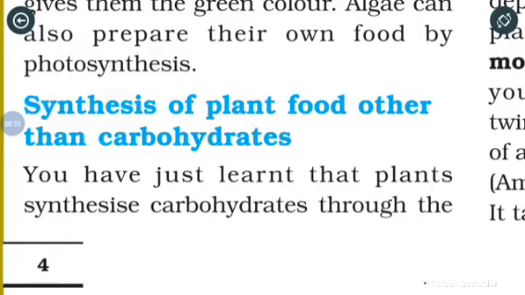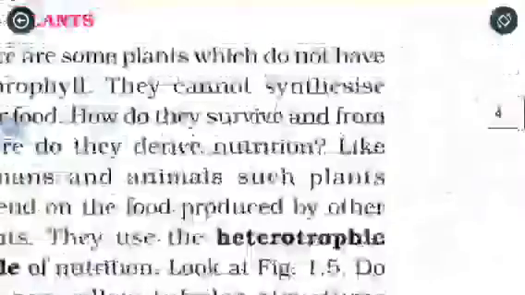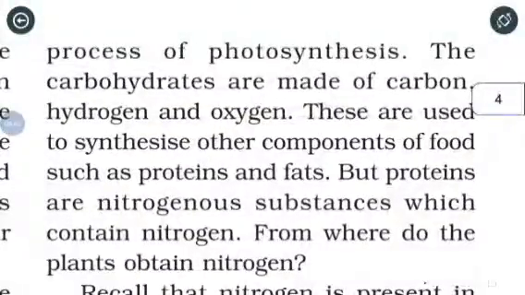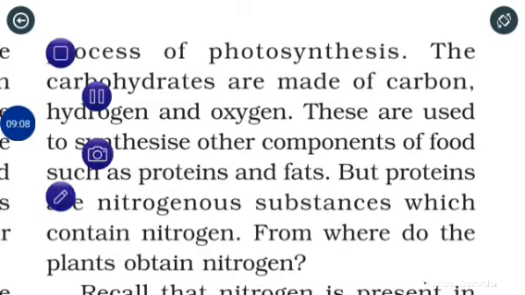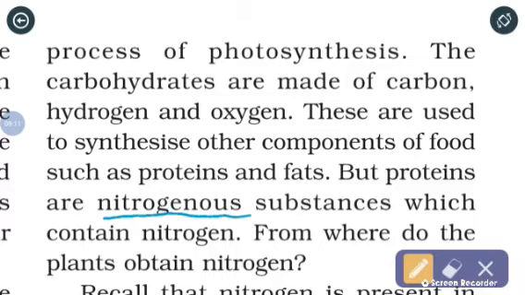Synthesis of food other than carbohydrate. You have just learnt that plants synthesize carbohydrate through the process of photosynthesis. The carbohydrates are made of carbon, hydrogen and oxygen. These are used to synthesize other components of food such as proteins and fats. Proteins are nitrogenous substances, which means they contain nitrogen.